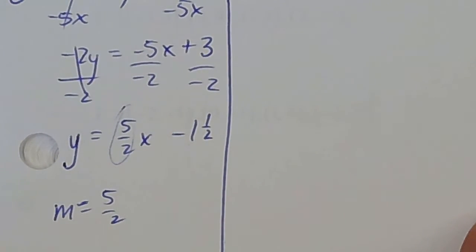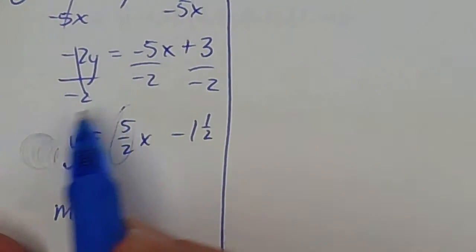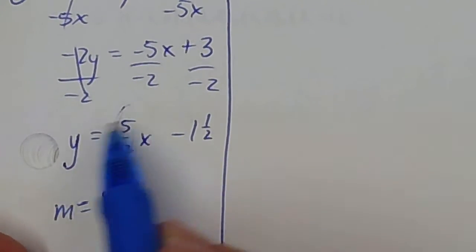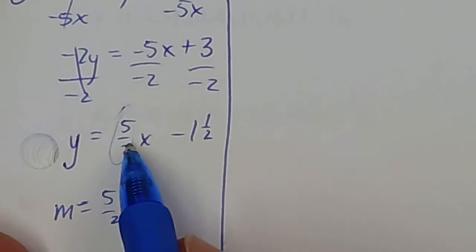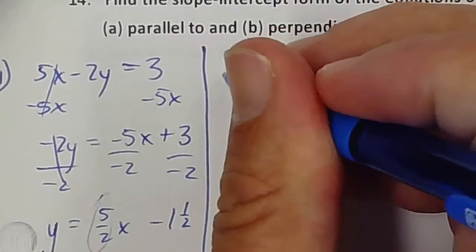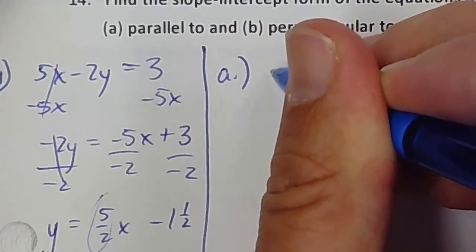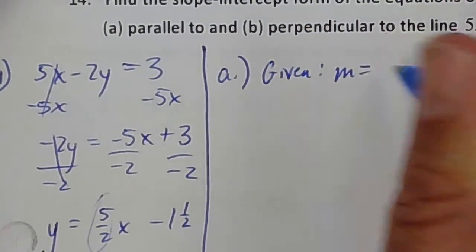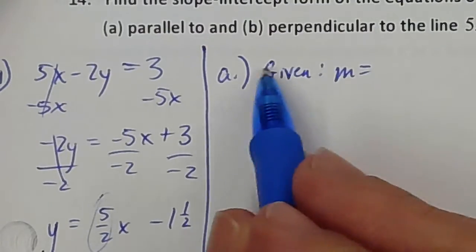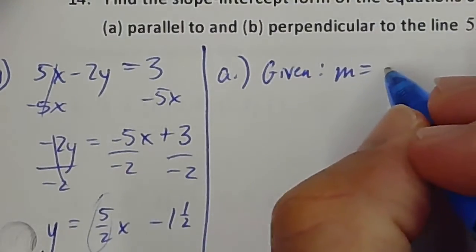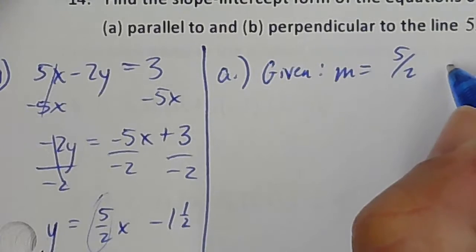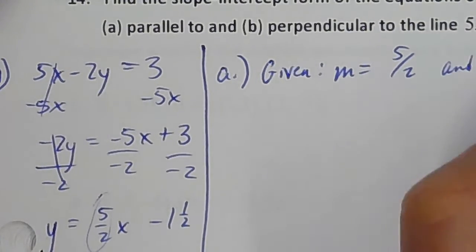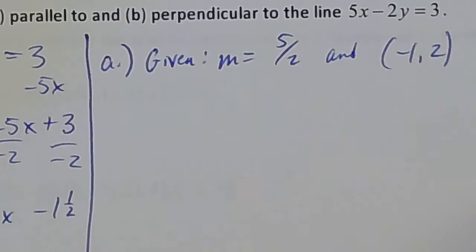Okay, so for part A, now we're supposed to write an equation of a line parallel to this one. So if it's parallel to the old line, it's got to have the same slope. So for part A, you've got to think about my collected information. Slope, maybe I shouldn't say given, I should say using. Slope of 5/2 and our point, negative 1, 2. And this is a review problem from yesterday. We've done this now.